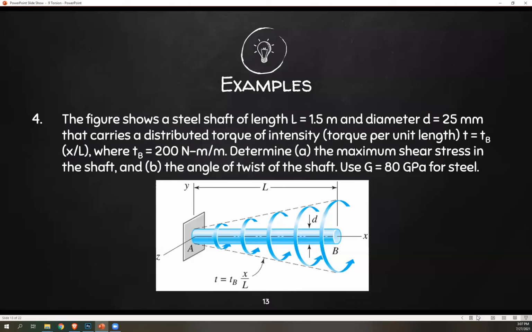So number 4, the figure shows a steel shaft of length 1.5 meters and diameter 25 millimeters that carries a distributed torque of intensity, which is torque per unit length, of t equals T sub B times x over L, where T sub B is equal to 200 Newton meter per meter. Determine letter A, the maximum shear stress in the shaft, and letter B, the angle of twist of the shaft. Use G equals 80 GPa for steel.